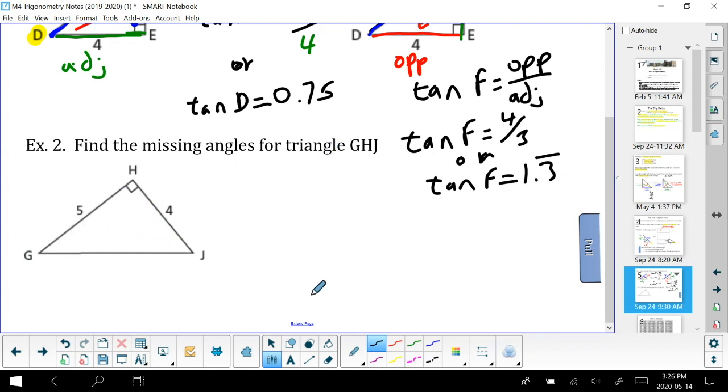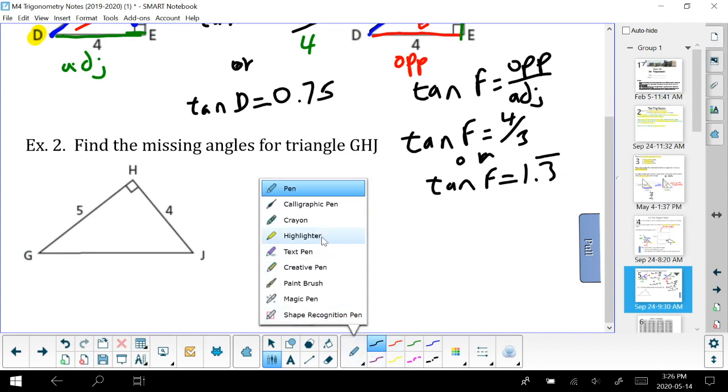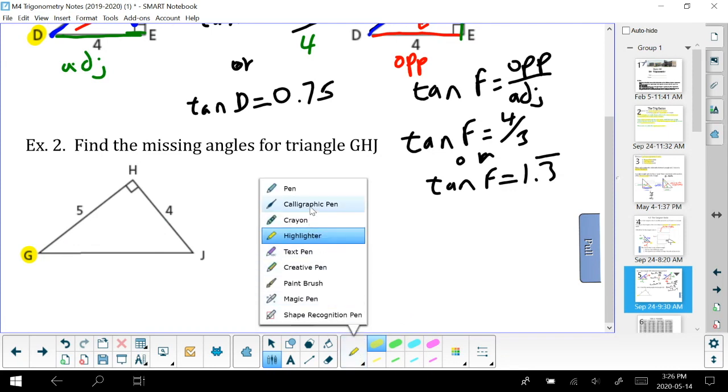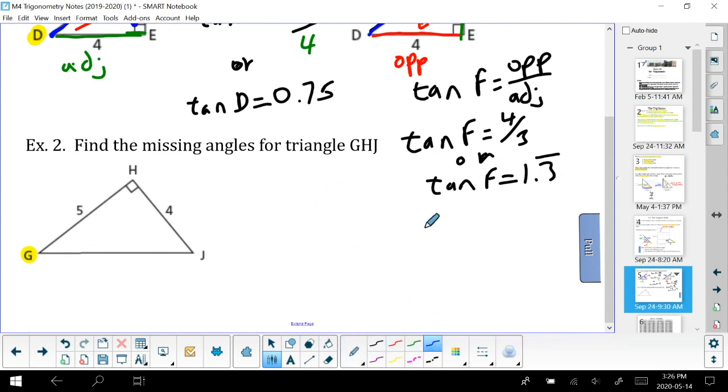So let's say we want to solve for angle G first. So again, that's my reference angle. We're going to first go ahead and look for my hypotenuse, and my hypotenuse will be directly across from my right angle. And we know it's the right angle because we can see that little right angle labeled there. So that's my hypotenuse. Directly across from angle G is my opposite side. And then right beside angle G is going to be my adjacent side.